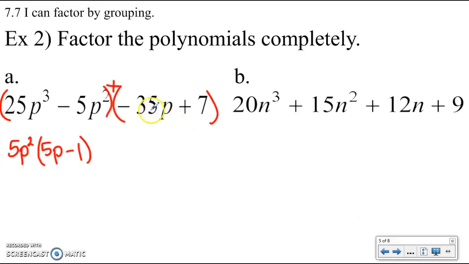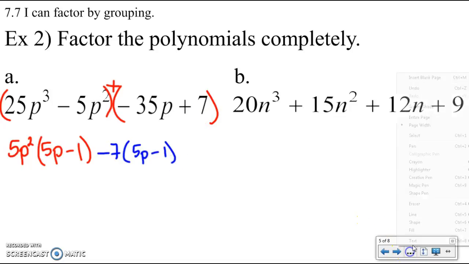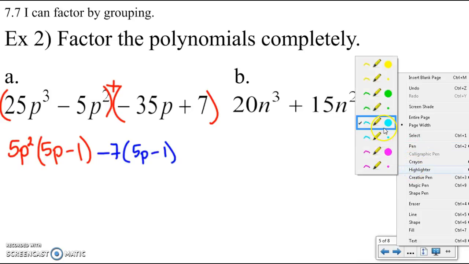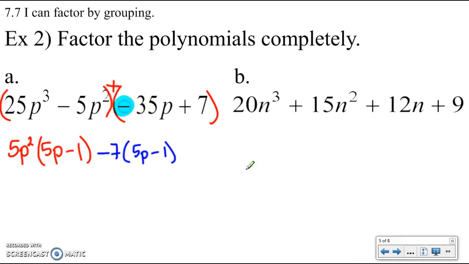For the second group, I know that I can divide 35 and 7 both by 7. Since this is a negative, I'm going to divide by a negative 7 to change my signs. So negative 35 divided by negative 7 is positive 5, and 7 divided by negative 7 is negative 1. The only reason I have a negative 7 there is because of this negative sign right here.